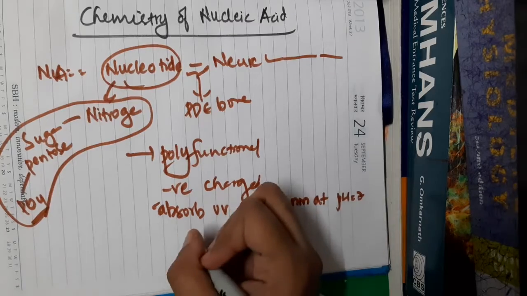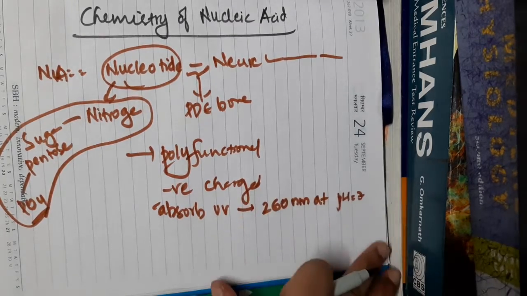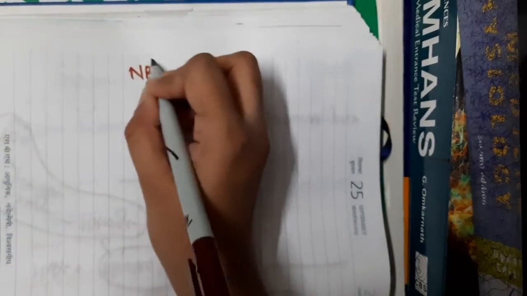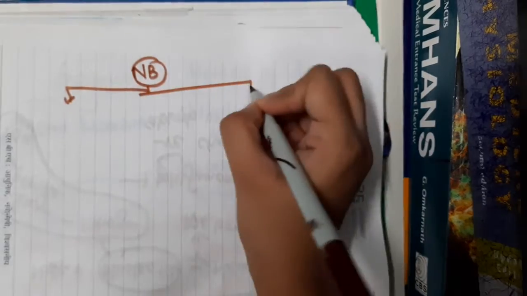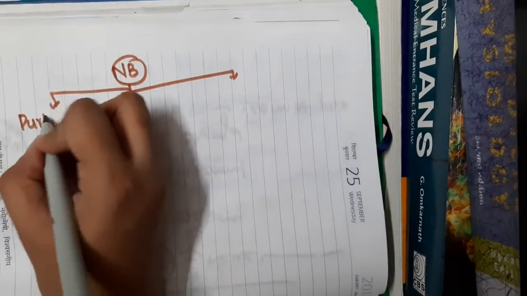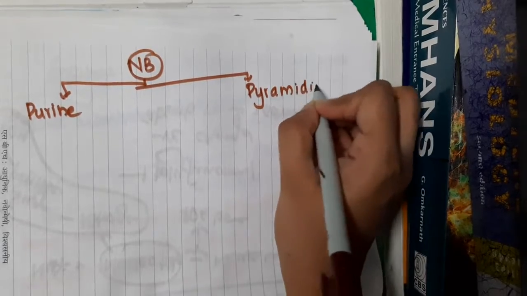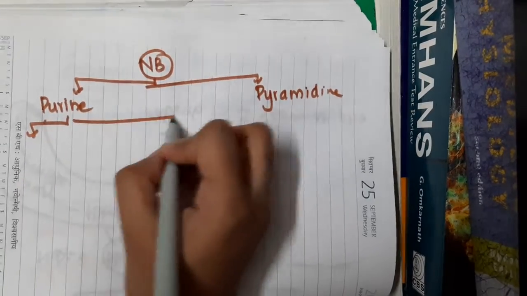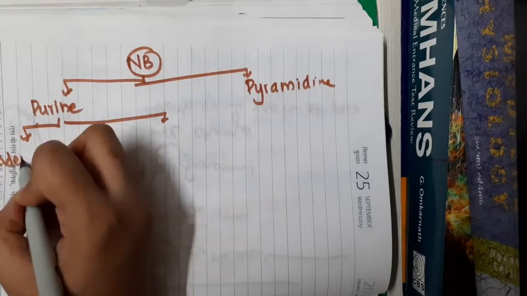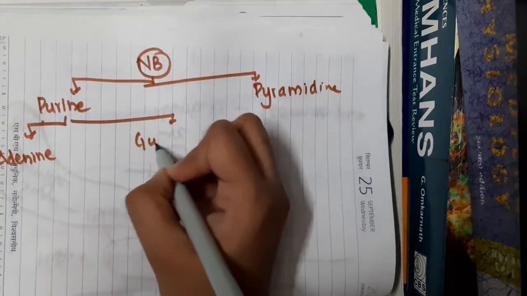Okay, this is about the chemistry. Now we will see the nitrogenous bases. The nitrogenous bases can be divided into two types. We have purines and then we have pyrimidines. First, purines are again of two types. We have adenine and we have guanine.